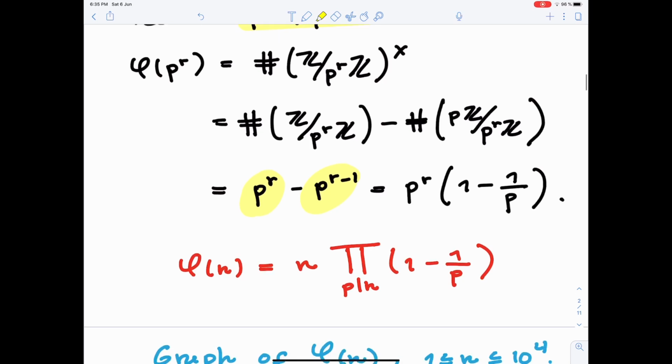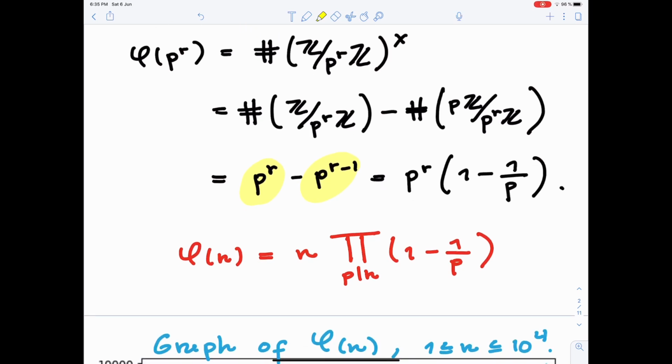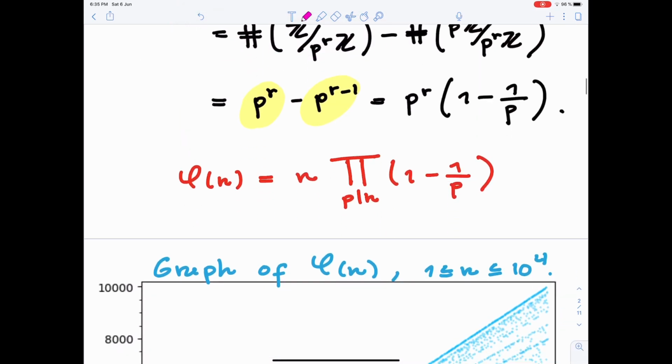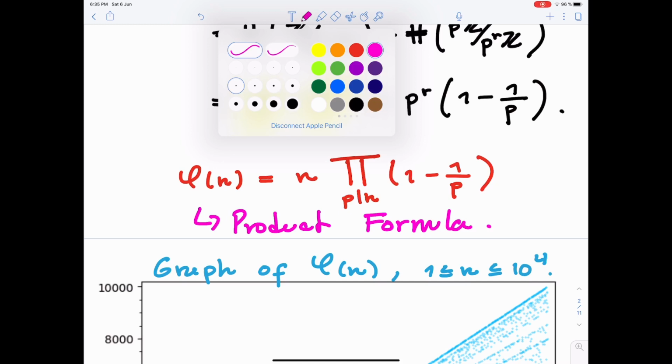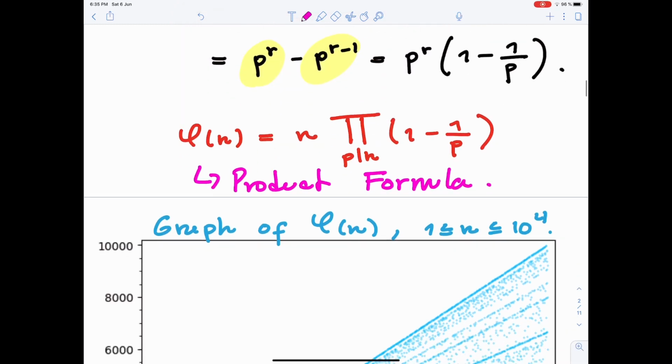And if you have the factorization into prime powers of your integer n, then you have an expression for phi in terms of that factorization. I'm going to refer to this as the product formula. This product formula is extremely important for many results in analytic number theory.